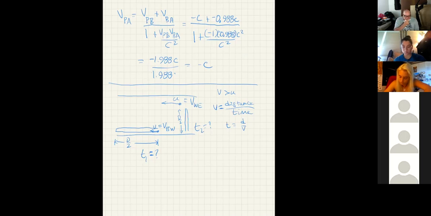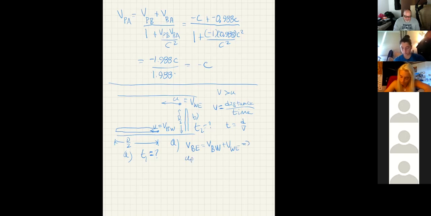Now, what you'll see is that the velocity of the boat with respect to Earth, so we're doing part A now, which is this part, and this is part B. What we might see is the velocity of the boat with respect to the Earth is equal to the velocity of the boat with respect to the water plus the velocity of the water with respect to Earth.